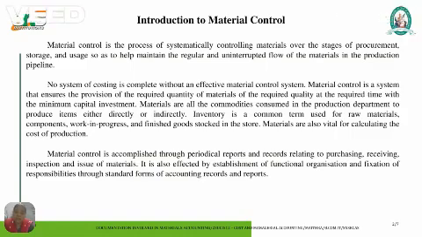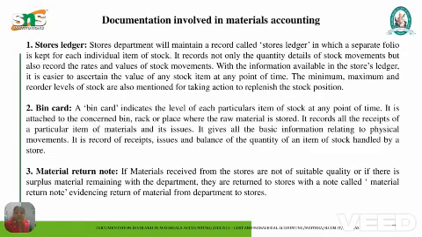Material is consumed in the production department to produce items directly or indirectly. Raw material is commonly called inventory, work in progress, and finished goods, in stock where the storekeeper maintains it. Next, materials are accounted for through periodical reports and records relating to purchasing, receiving, and inspection of the raw material. So we have different documentation involved in material accounting.